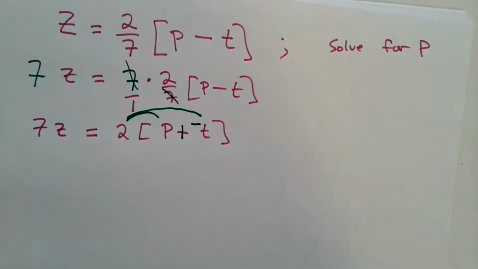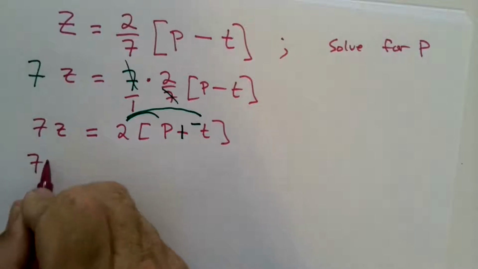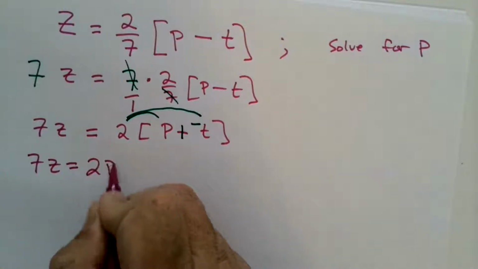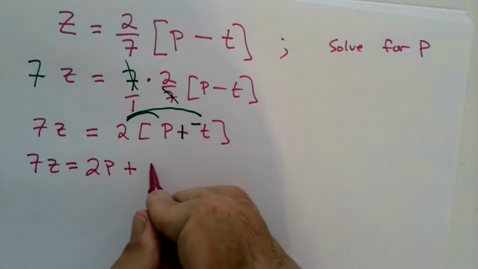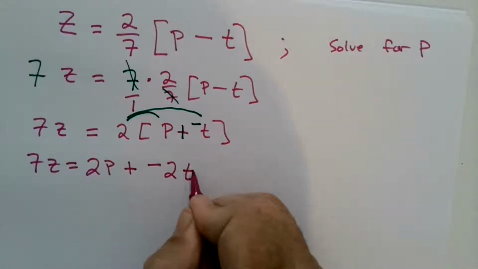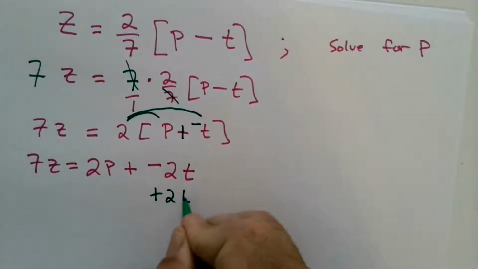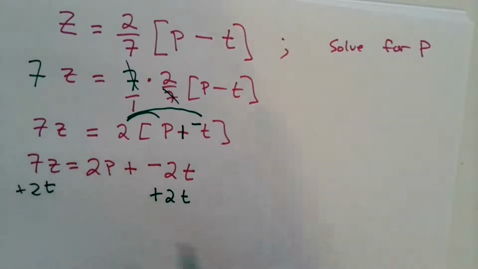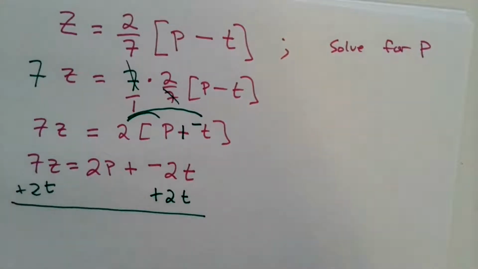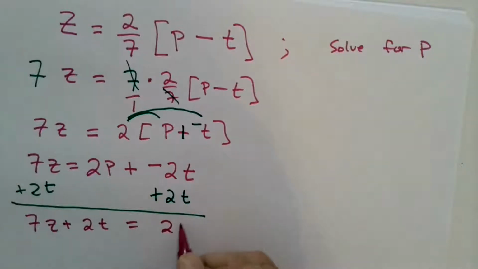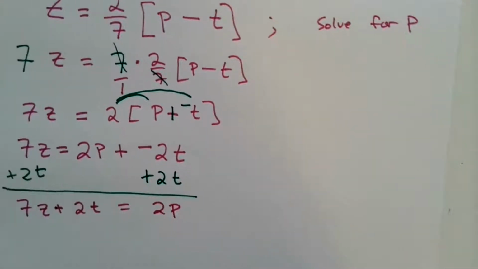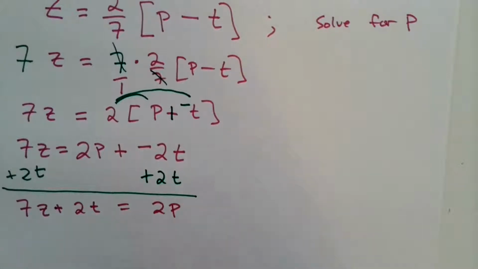So I get 7Z equals 2P plus 2 times negative T, which is negative 2T. I want to solve for P, so I will add 2T to both sides. So I get 7Z plus 2T equals 2P. And we want to solve for P, so we're going to divide both sides by 2.